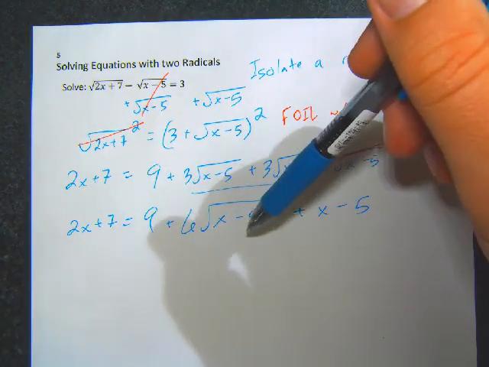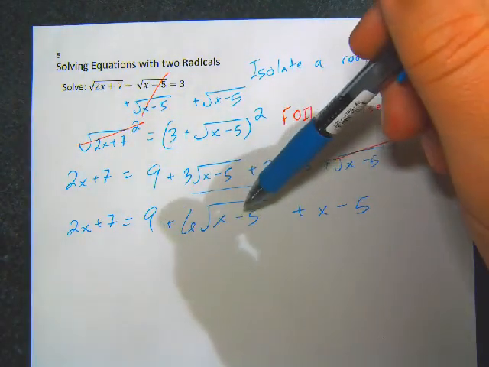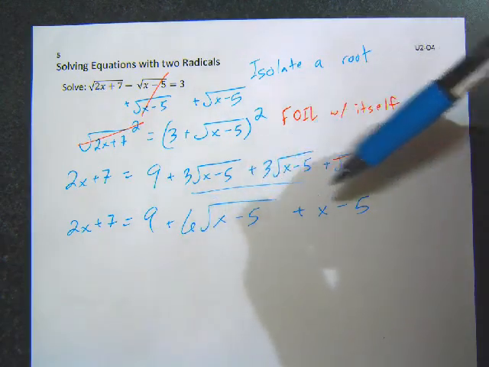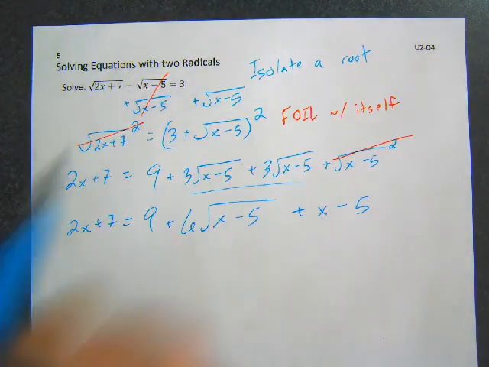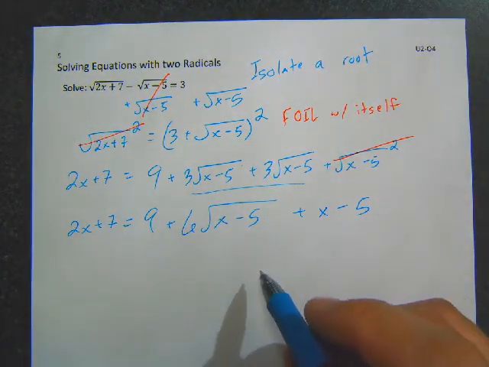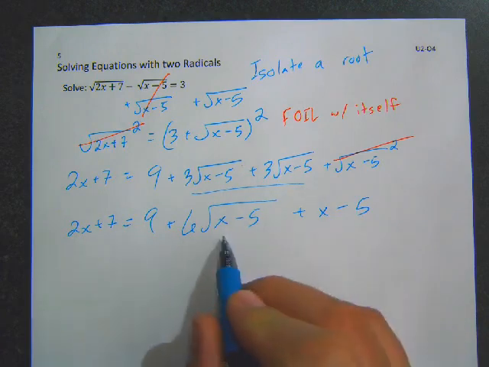Now we just got to do one more step where we get this root by itself again, isolate the root, and then square both sides again. So that's the big difference in this problem: we end up squaring both sides twice, once for each root. Okay, so here I want to get this by itself, so I'm going to go ahead and do some things like combine.